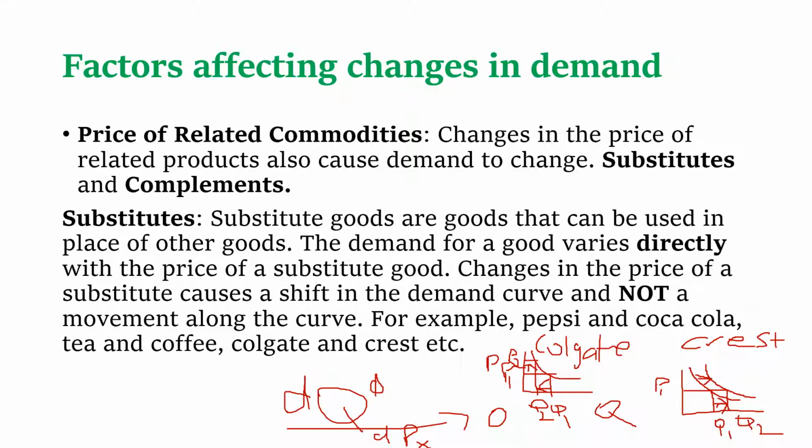So there is an inverse relationship between the demand for the good and the price of the related product if the goods are complementary, right? Complementary goods are goods that consumers use together. They use those two goods together.